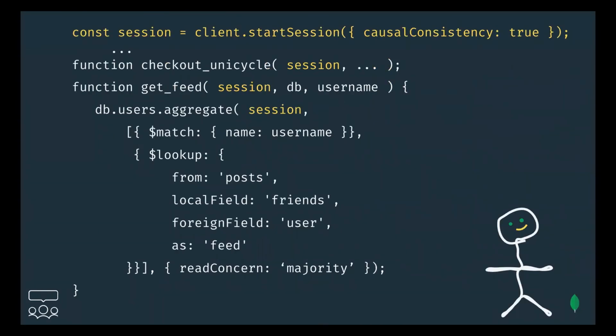All Sam needs to do is ensure that both the checkout and getFeed functions accept a session and pass it to all of their reads and writes that need to be causally related. Causal consistency is specified at a session level because you need at least two operations to make or break causal consistency. The session here explicitly enables causal consistency on all operations on the session. Causal consistency is on by default for sessions though, so just using a session should be sufficient.